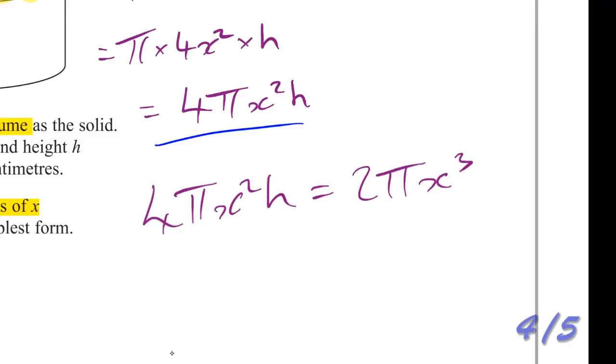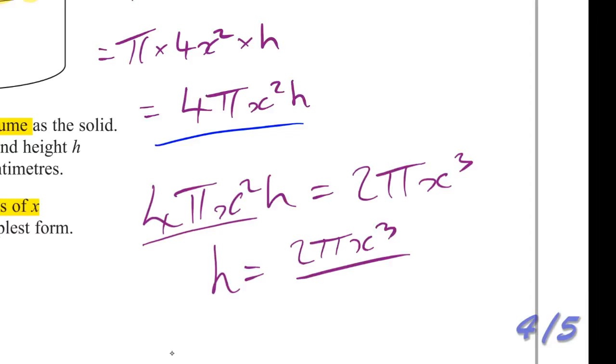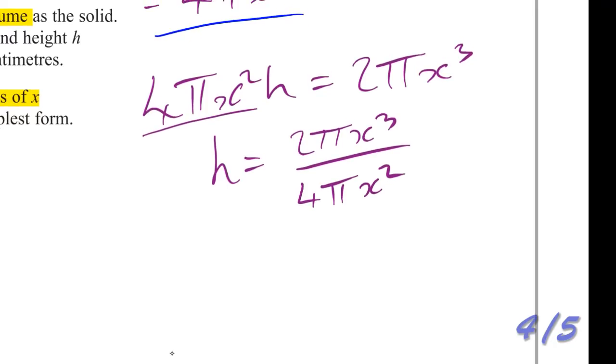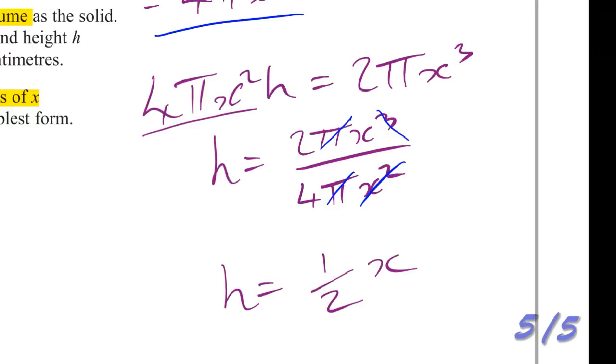This is 4 pi x squared times h. So if I want h by itself, I'm just going to divide by all of this. So h equals 2 pi x cubed, all divided by 4 pi x squared. Now the question wants it in its simplest form. There's a lot that can cancel down here. We can cancel down the pi's, they're going to disappear altogether. X cubed divided by x squared, so that's going to cancel the 2 on the bottom, and all the 3 are going to go. And 2 divided by 4 is the same as a half. So we've got h equals a half. Pi's are gone, so we're just left with x, a half x.